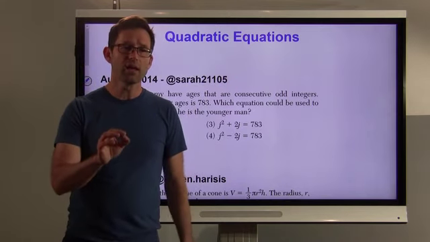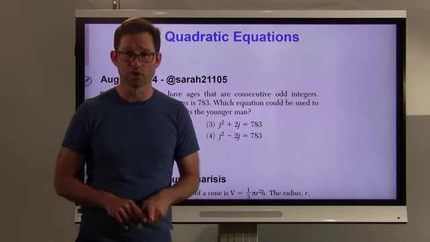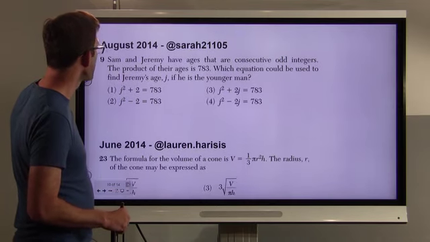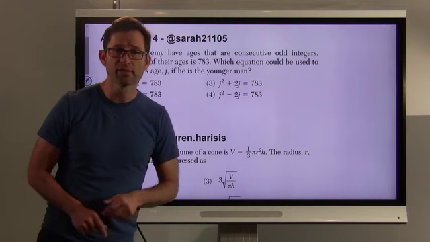But actually setting up and solving quadratic equations, or setting them up, can be challenging. So let's take a look at a word problem that involves a quadratic expression. August 2014, Algebra 1, question 1105.